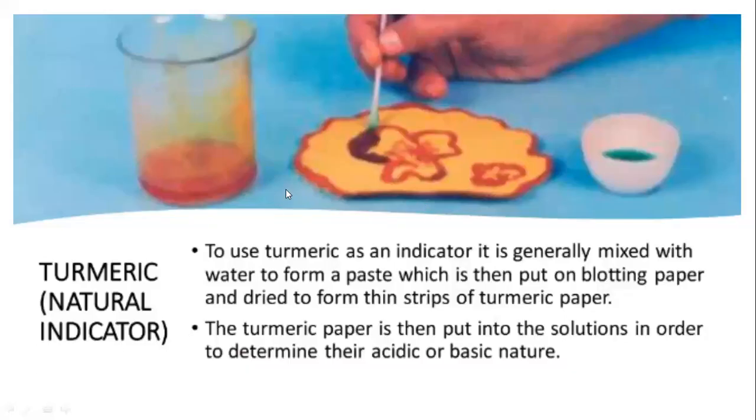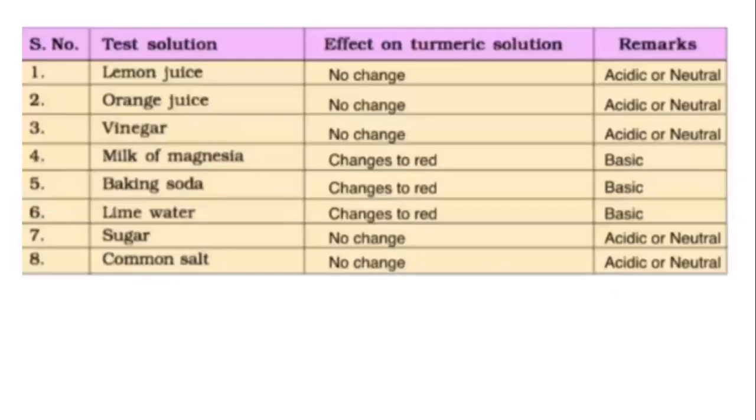Now coming to the turmeric indicator. Turmeric is always available at your home. You can do many experiments with it. To use turmeric as an indicator, it is generally mixed with water to form a paste, which is then put on blotting paper. Blotting paper is any kind of paper, usually soft, which absorbs the particles, and it is dried to form thin strips of turmeric paper. The turmeric paper is then put into the solution to determine its acidic or basic nature.